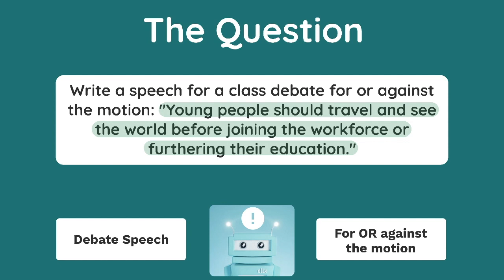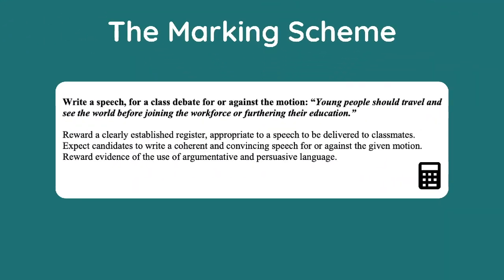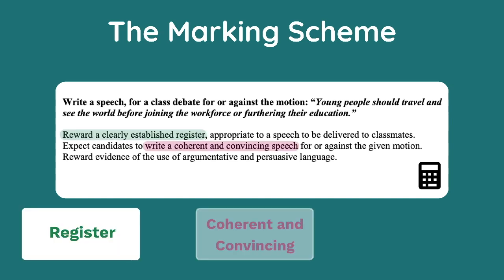Okay, so now that we've become familiar with the question and we know what to do, let's take a quick look at the marking scheme. The marking scheme outlines that the corrector is to reward a clearly established register. It also wants students to deliver a coherent and convincing speech, and to employ both argumentative and persuasive language.